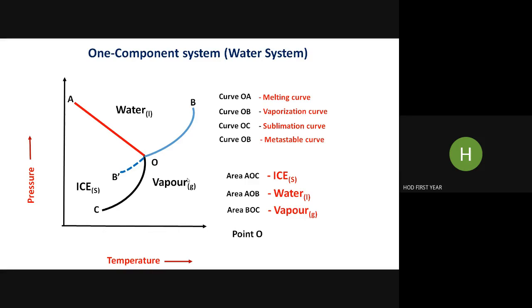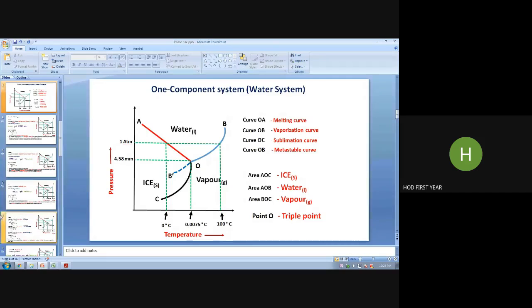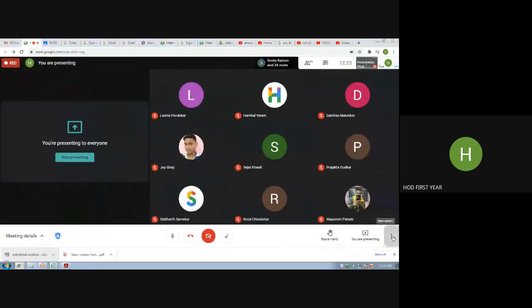and the most important part of this diagram is point O, and that is the triple point. Okay. So this is the first basic requirement. Once you have done this, the remaining part is very easy. You just have to explain what you see on the plot. Okay.